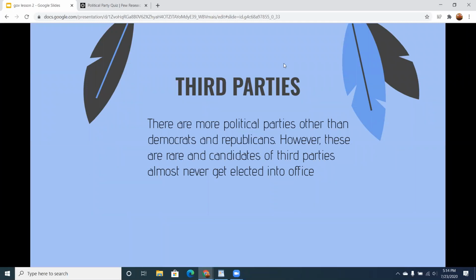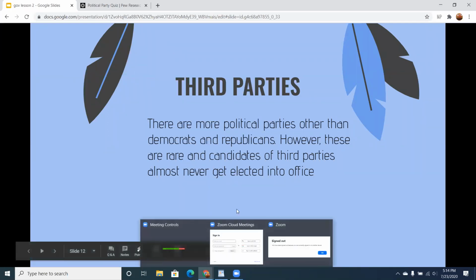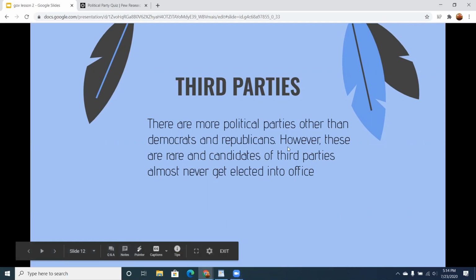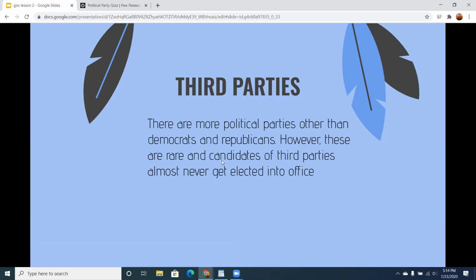So let's talk about third parties. There are more political parties in the U.S. other than Democrats and Republicans. However, these are rare.